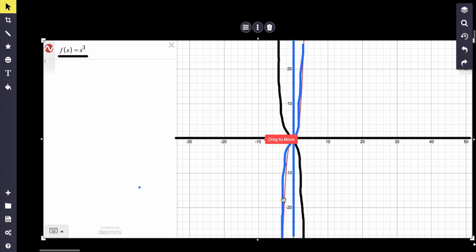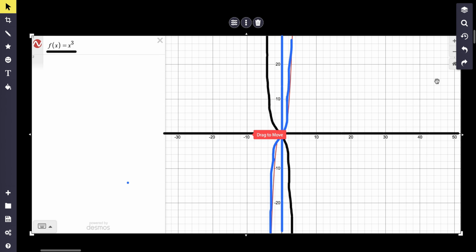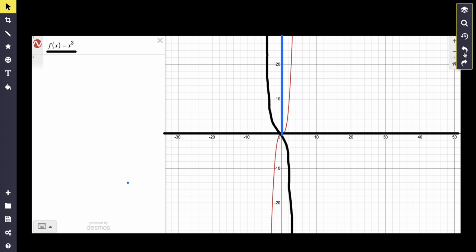If you reflect this over the x-axis and then the y-axis, and you end up with the same graph, then it's an odd function. So let me just replay that again, just so you can see visually. I reflect this over the x-axis first, and I get this. Then I reflect this over the y-axis, and I end up with the same function as my original function.